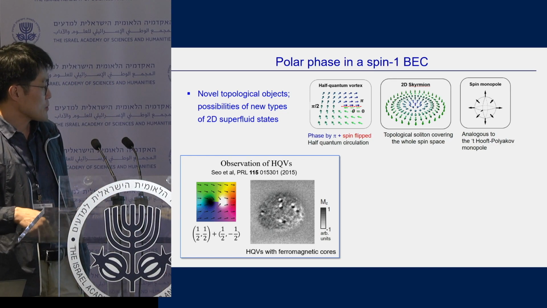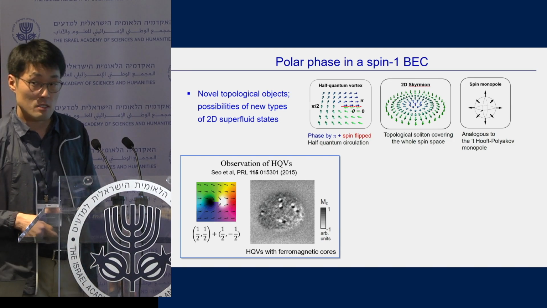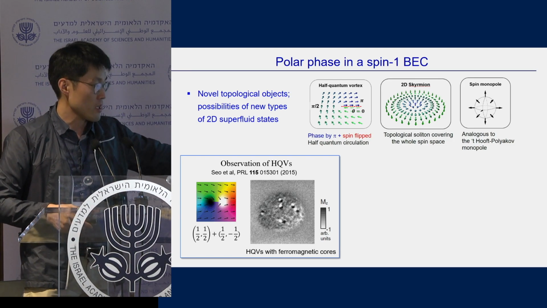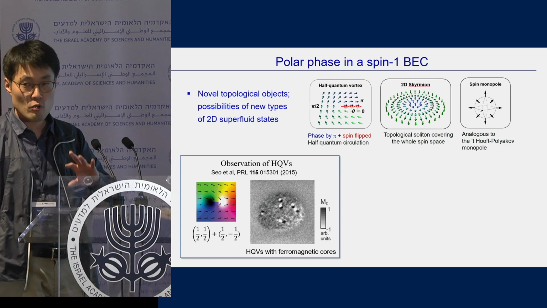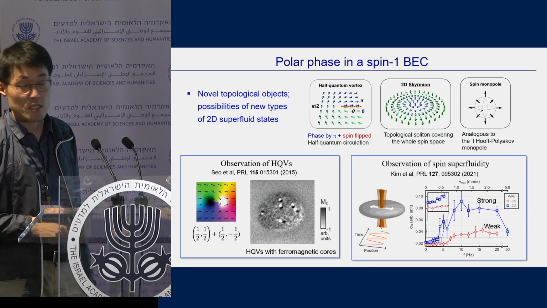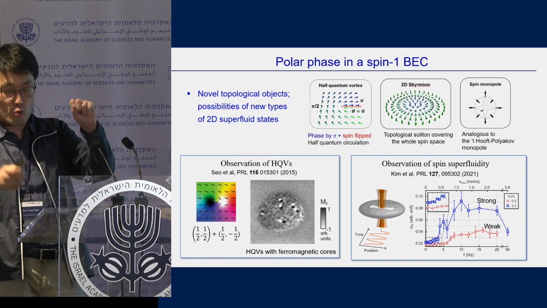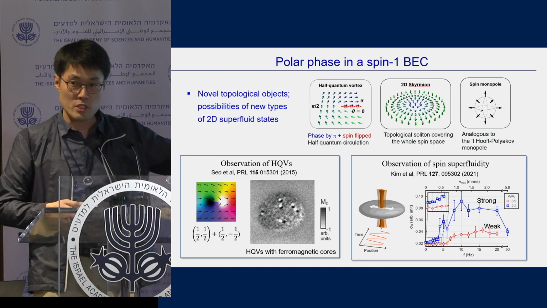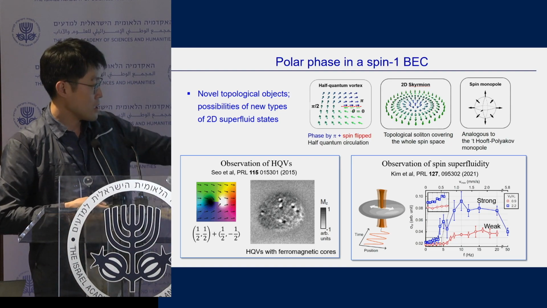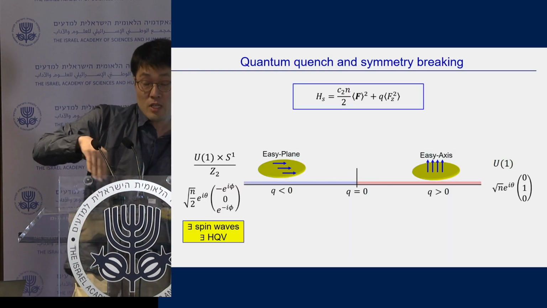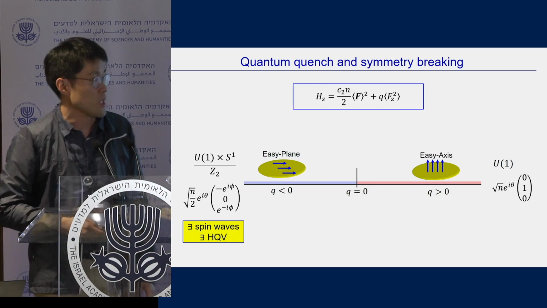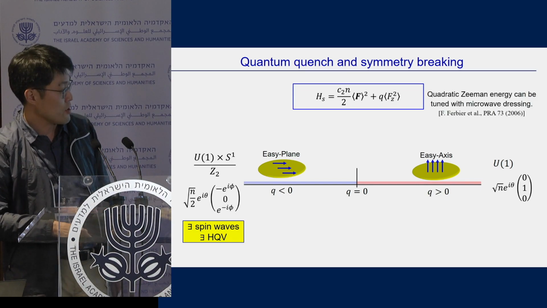And then in our experiment, we observed the half quantum vortices. We bring a single quantum vortex there, and that dynamically splits into two half quantum vortices. And here the white and black show the magnetization, so there is a magnetic core in it, so it splits into two parts. And also we demonstrated spin superfluidity in this system, by stirring with a spin-sensitive laser beam and showing the onset behavior of the dissipation there.